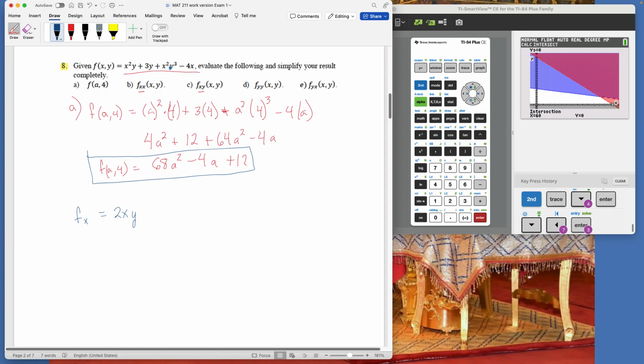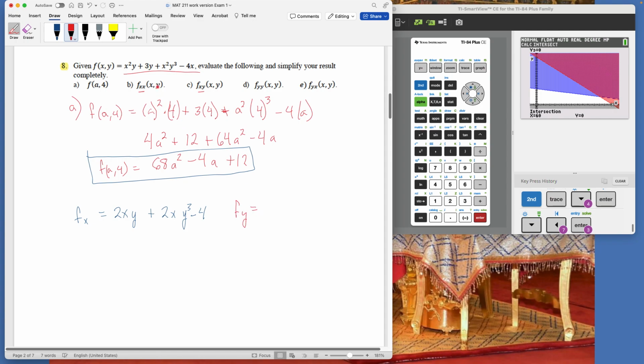Third term, we've got x squared y to the third. So that's going to become plus 2x y to the third. Y is a constant, right? And then the last one, minus 4x. Derivative of x is 1, so that gives us a minus 4. While I'm at it, I'm going to go ahead and take the derivative with respect to y. Why not change colors?